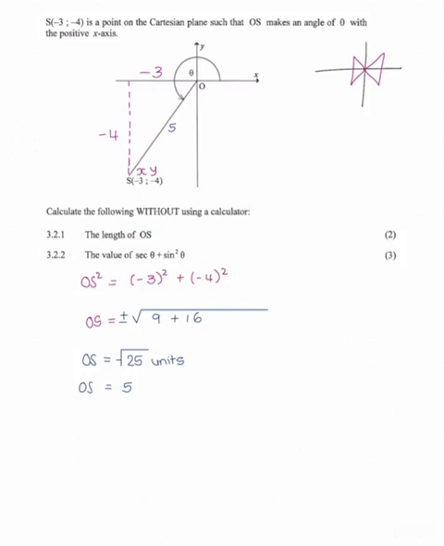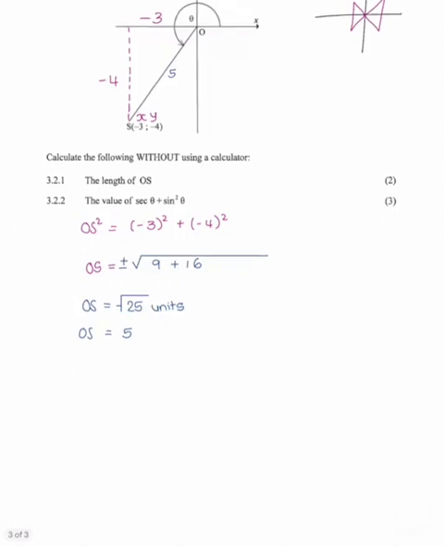For the next one, it says we need to know the size of sec theta plus sine squared theta. So sec theta is 1 over cos theta plus, and then sine squared theta is just sine squared theta. So 1 over cos, remember, when you're doing your SOHCAHTOA, if it's 1 over cos, what that means is that the ratios are going in the opposite direction.